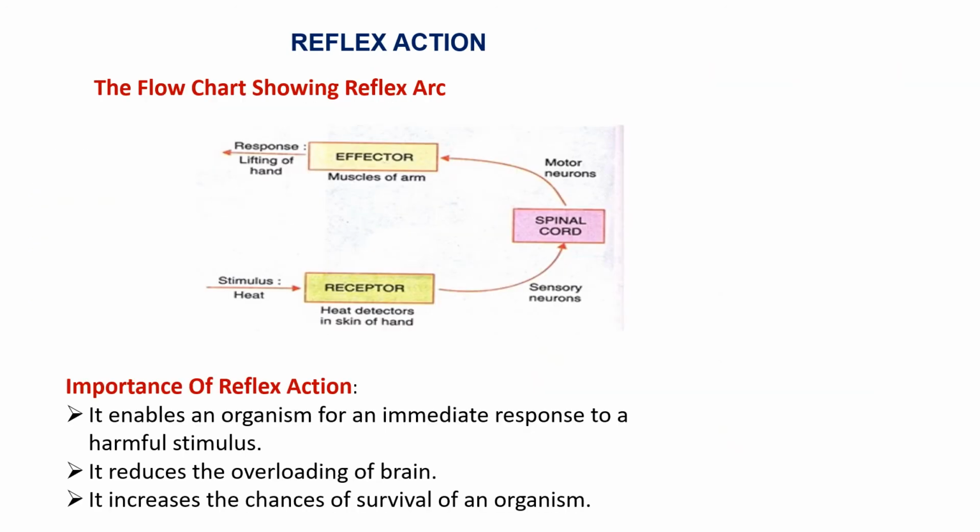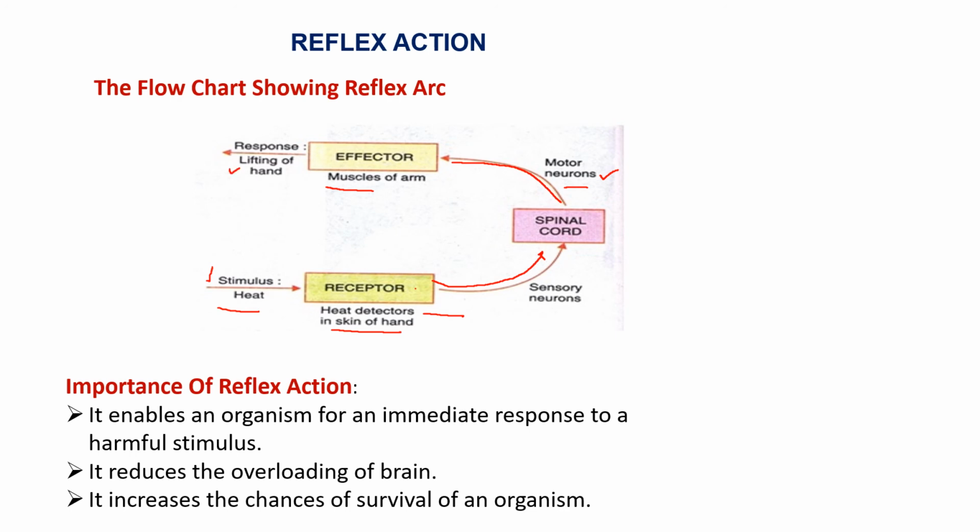Now the reflex action can also be shown through a flow chart. Here we have to start from the stimulus, heat. It goes to the receptor, the heat detectors in the skin of the hand, right? And from the receptor, through the sensory neuron, it will go to the spinal cord. From the spinal cord, the signal will be given to the muscles of the arm through motor neurons, right? And in response to that, you are going to lift your hand or remove your hand from that place.